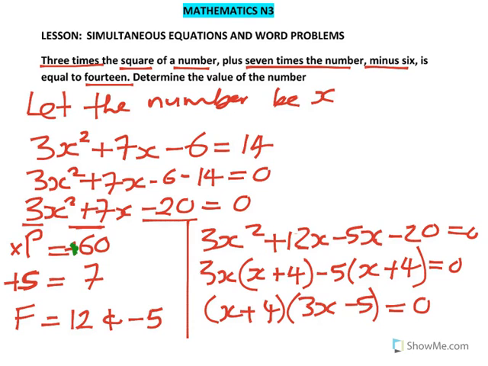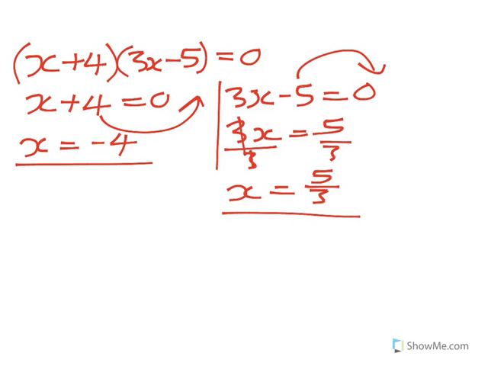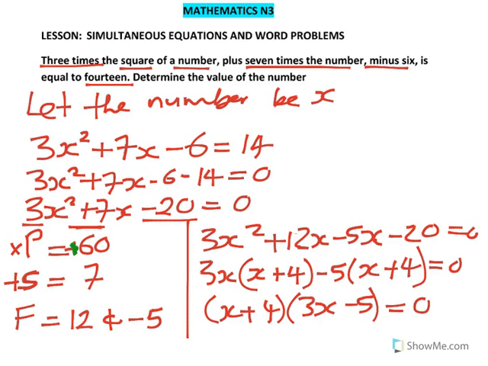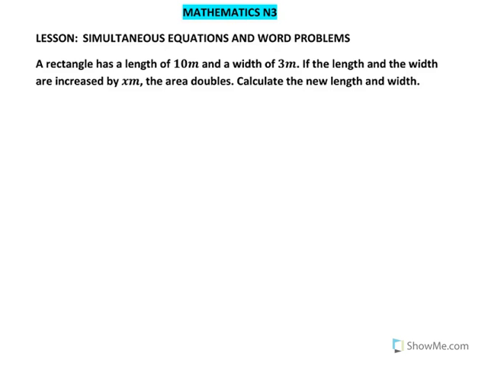Now looking at the question, it says 3 times the square of a number plus 7 times the number, determine the value of the number. Now the number will be minus 4, not a fraction, because it's a number. Well, it can be both numbers in a way, but the number here is negative 4. So that is the solution to that. If you put that number in the original equation, you are going to get 14. Let us move on to the other question.